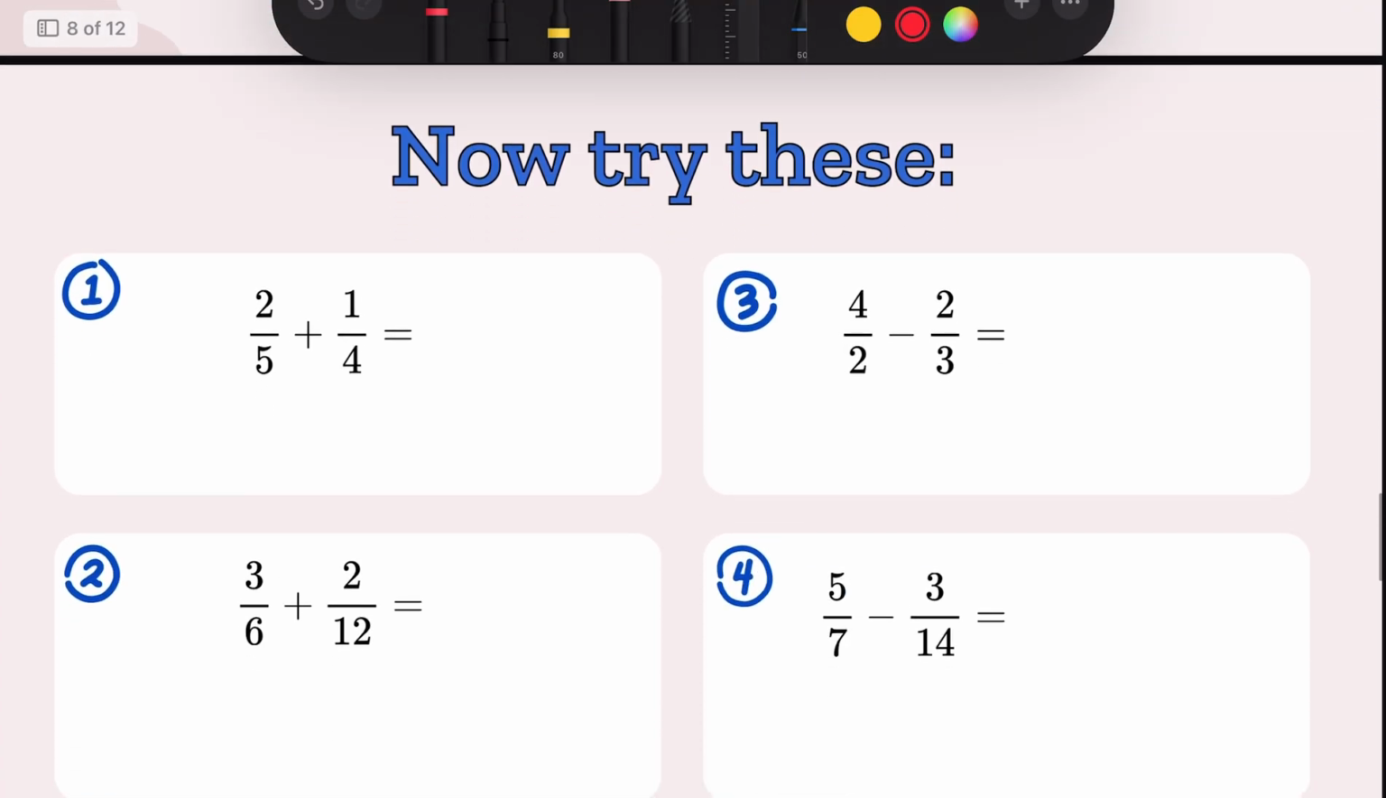So now take a moment to try these out. And when you're ready, unpause, and let's get straight into it.